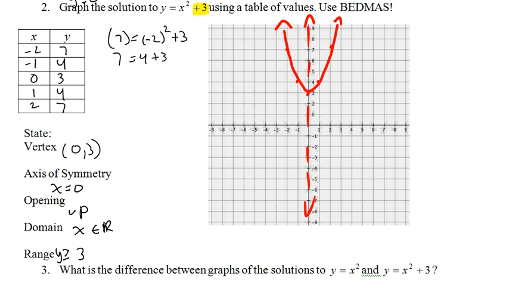Alright, so what's the difference between these two graphs? Well, it's the exact same shape, it's just been moved up 3 units. So we have a vertical translation, or shift, up 3 units, or just up 3.